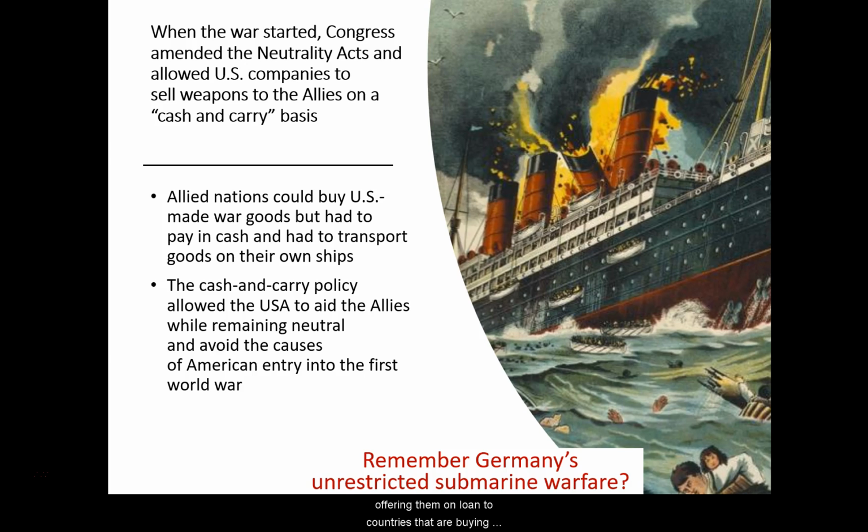The countries that are buying these goods now have to pay in cash and transport on their own ships because America is trying to learn from the lessons of World War I. And this cash and carry policy allows the U.S. to aid the Allies while still remaining neutral to avoid the causes of American entry into the First World War. We're looking back. We're learning from history at this point.